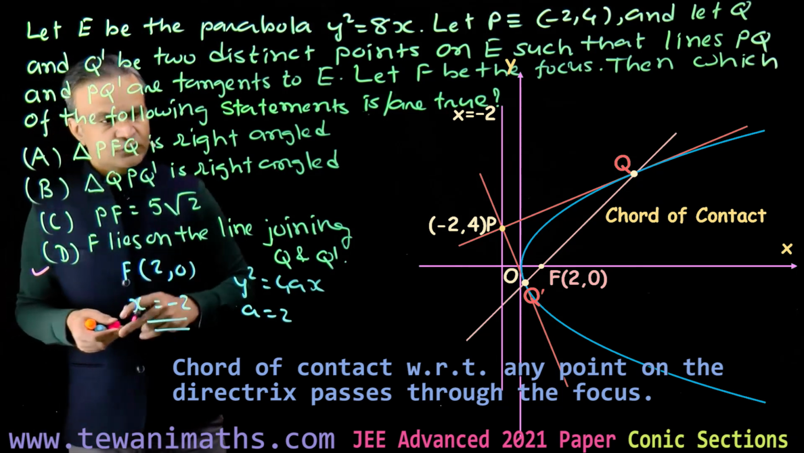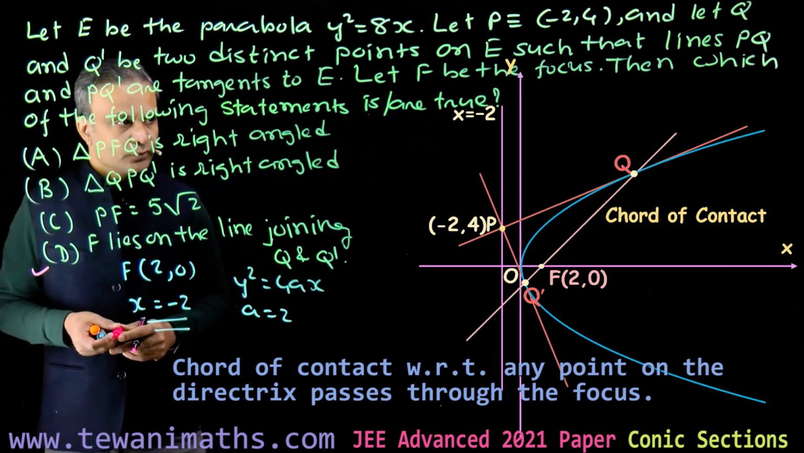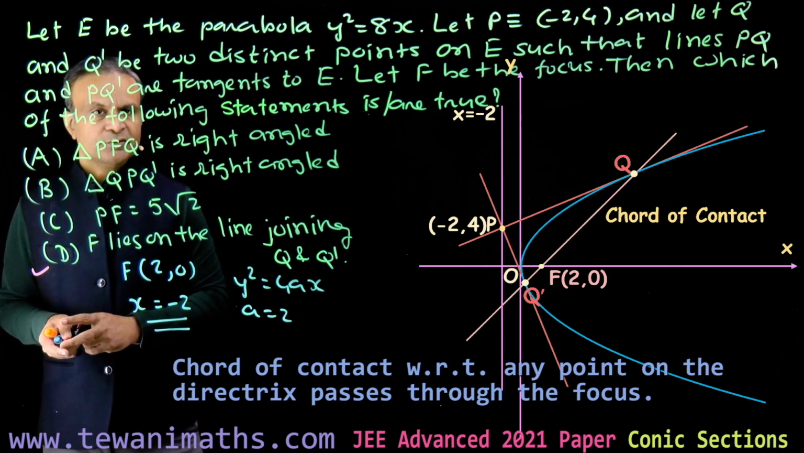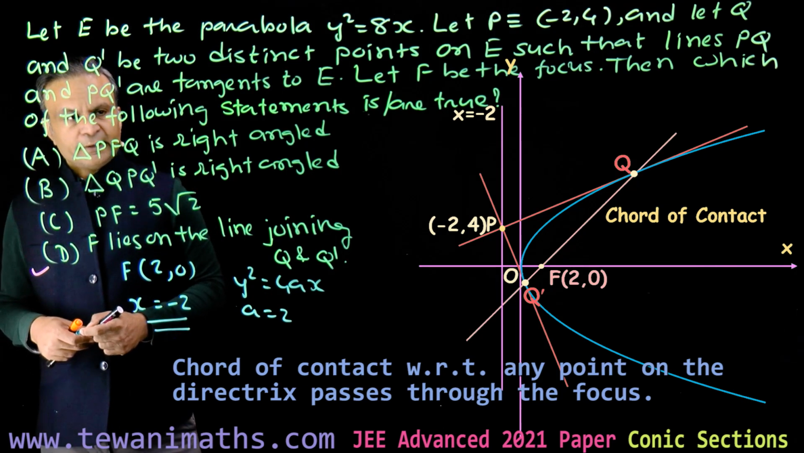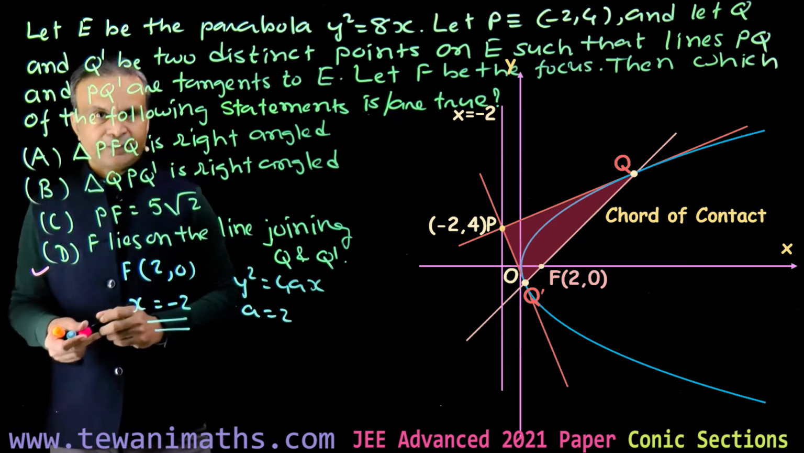Option D is F lies on the line segment joining Q and Q dash. This is true because QQ dash is a focal chord. Okay, so it always passes through the focus. That is why it is a focal chord. Okay, then triangle QPQ dash is right angle.